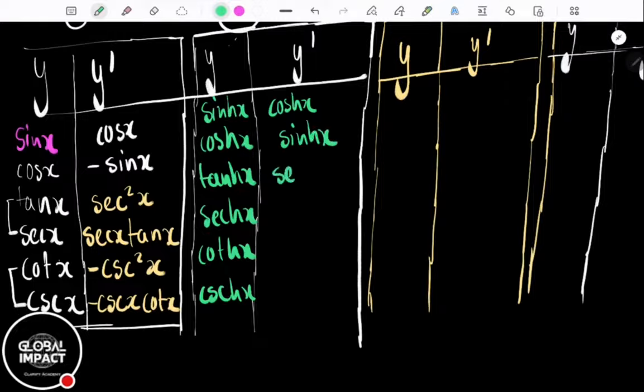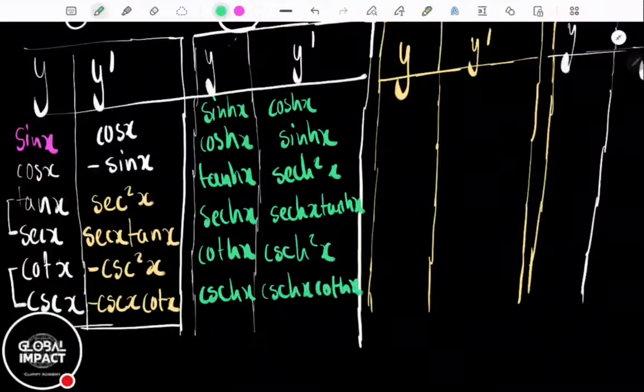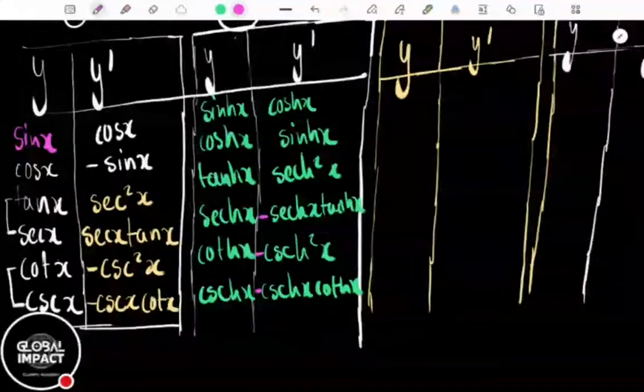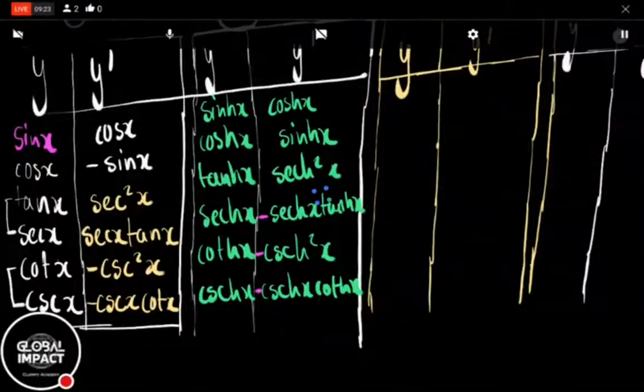Then sec, you say sec hyperbolic squared of x. Then sec x tan x is going to be sec hyperbolic x, then tan hyperbolic x. Then cosec squared will be cosec hyperbolic squared x. Then this one is going to be cosec hyperbolic x, then cot hyperbolic x. After copying and pasting everything, make the last three negative. I don't want you trying to understand the hyperbolic trig. It's a copy paste of trig.